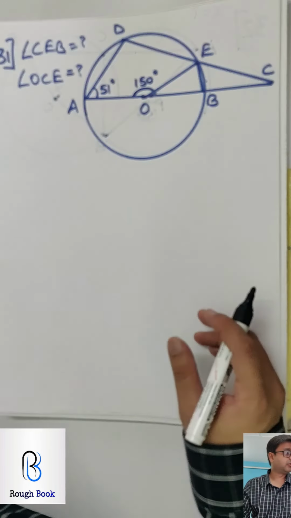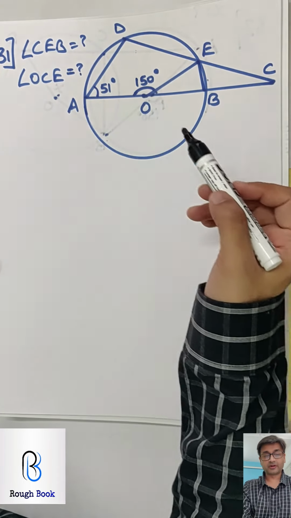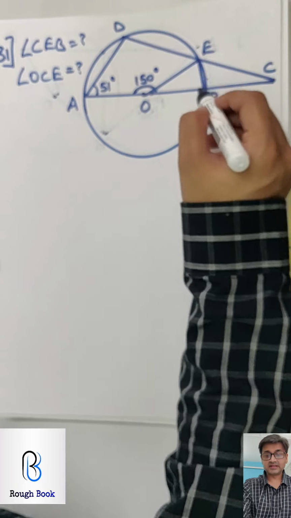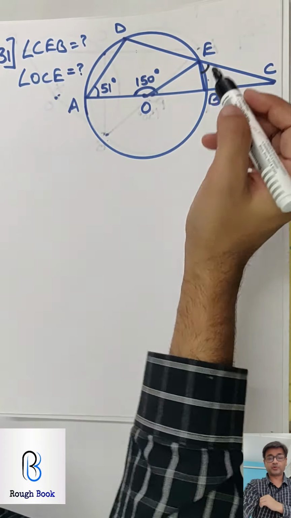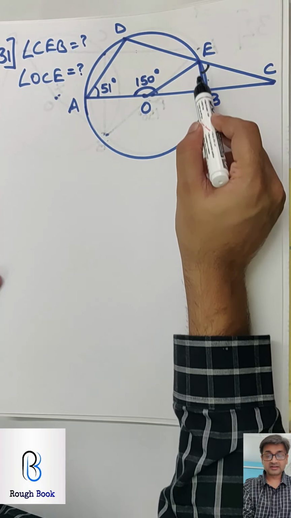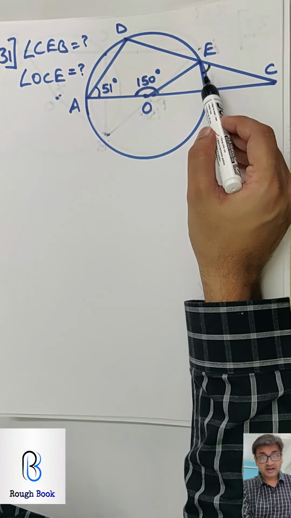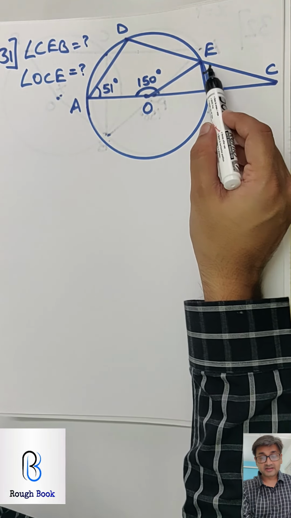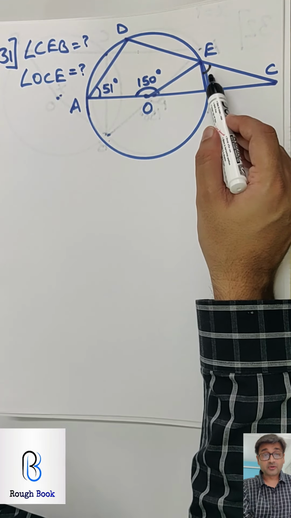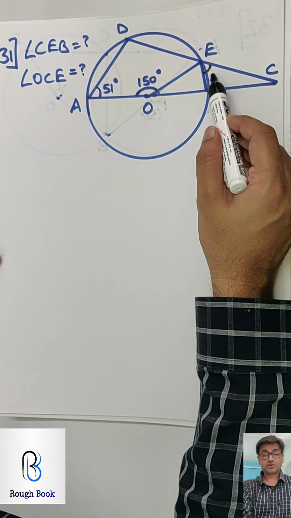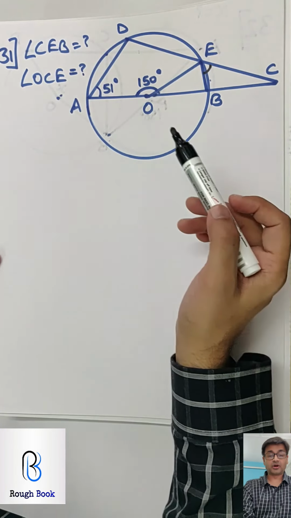Next one, 31. Let's see if you can pick this up well. This is given to you, 150, 51. Your first target is CEB, that is here. Damn simple. Come on, pick it up, quick. What angle is this to this quadrilateral? Cyclic quadrilateral exterior angle. So exterior angle is equal to its interior opposite angle. So this will be 51 straight away. Got it? So we got the first angle by exterior angle equals its interior opposite.